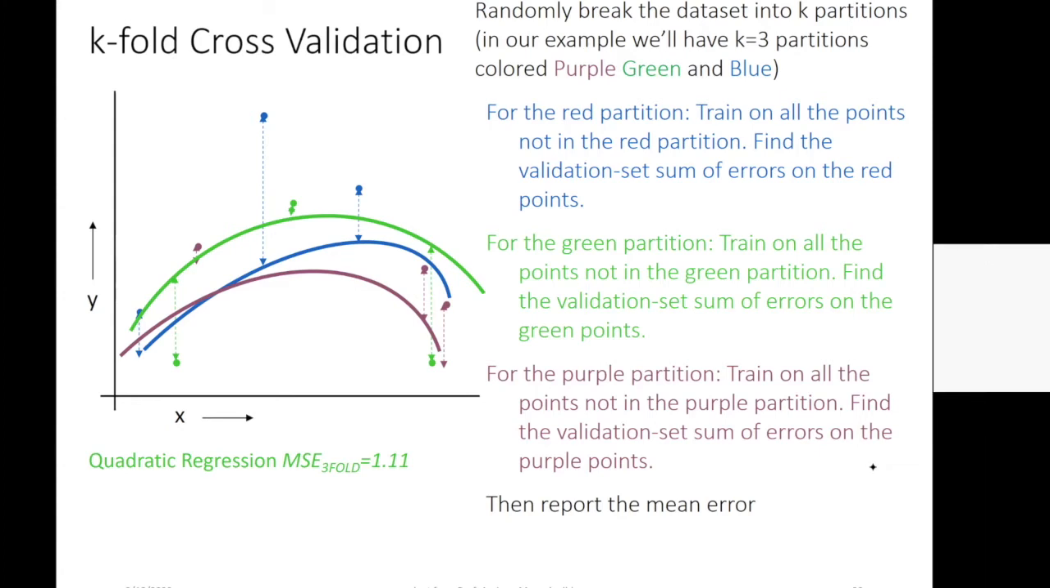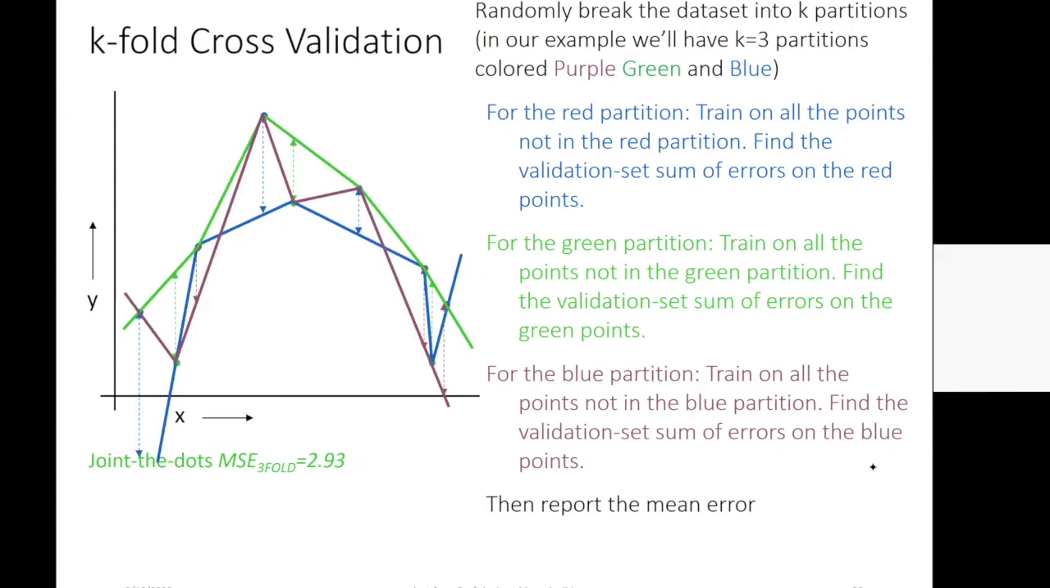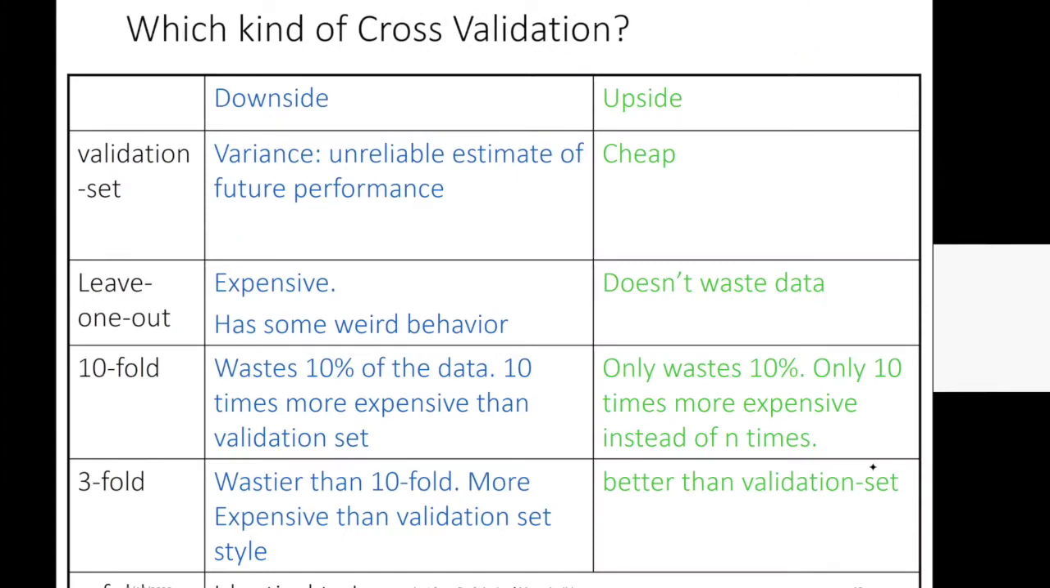You also got 3 quadratic lines, and you do the same thing on 3 dotted regression lines. So how do you pick? Let's keep that in mind, and before we answer that question, let's compare one more time for different k and also versus that validation set approach. The validation set approach, the best reason to use it is it's super cheap computationally. And leave one out is super expensive.